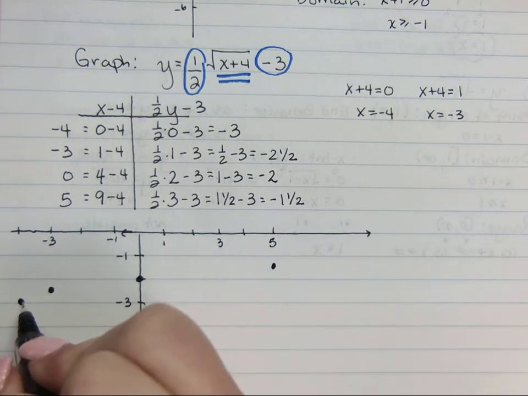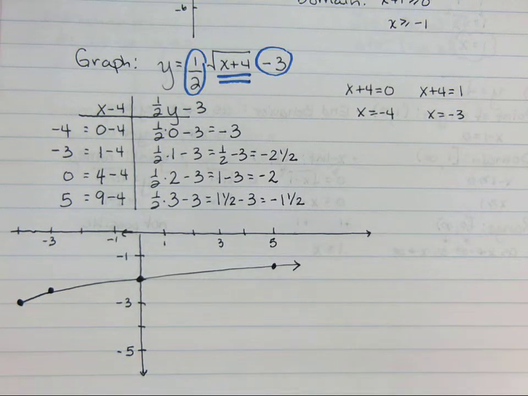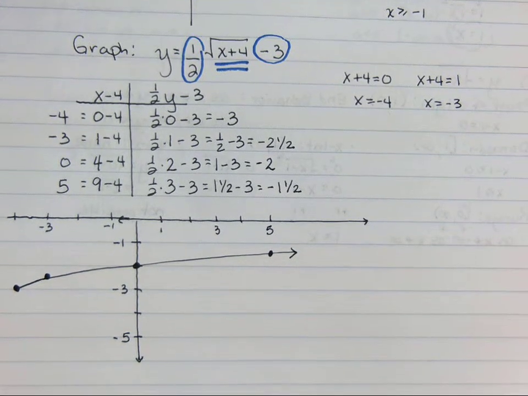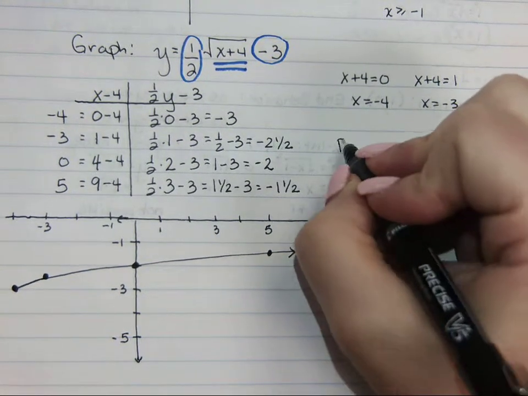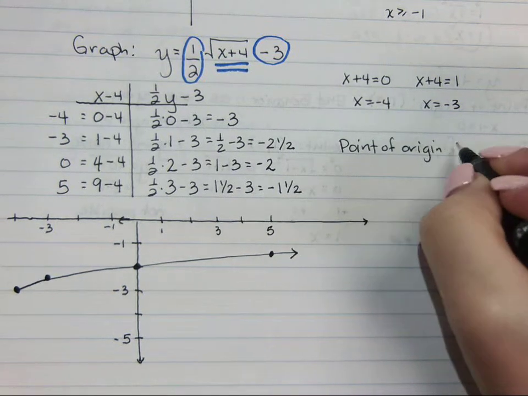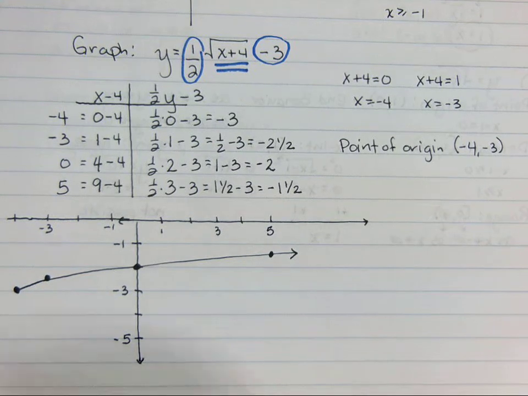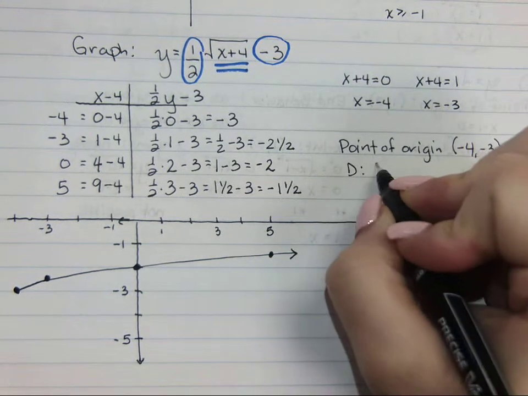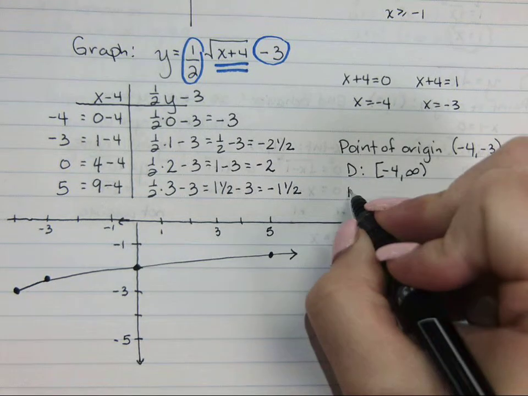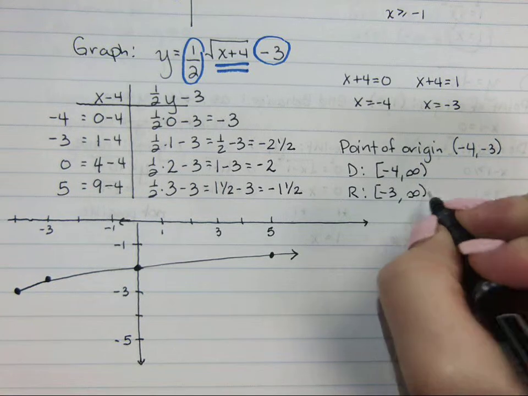And so again, you want to start, try to run through those, and then give yourself an arrow. And you want to make it look a little bit arced. It doesn't have to be perfect. But we have some information here. We have our point of origin, and that's going to be at negative 4, negative 3. Okay, I've got my domain, which is going to be at negative 4 to infinity. In this case, my range is going to be negative 3 to infinity.